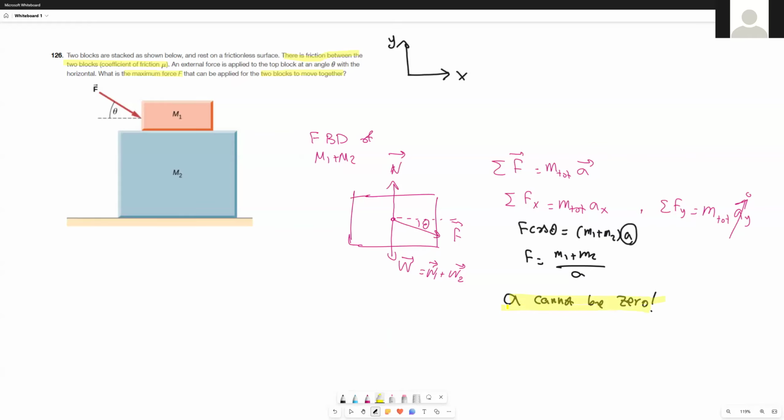Why? Because there is a net force on the x-axis on the system. If there is net force, there's going to be acceleration. It's impossible to have zero acceleration if there is net force. So there is a net force on the system, so it's impossible that the system is going to move together with constant velocity with these forces applied on it.